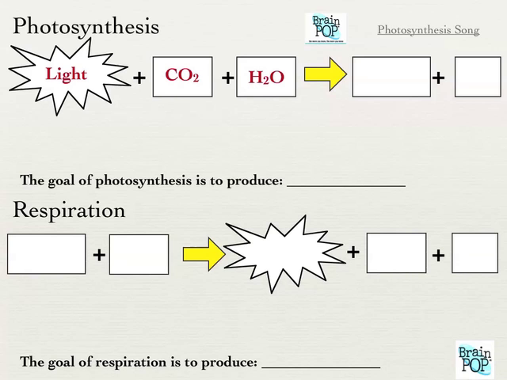Well, you're right, the sun is made of matter. It's made up of atoms. But the energy that is released by the sun is not matter. It's energy, which is a different category of things. So light is actually energy, but it's still required here.